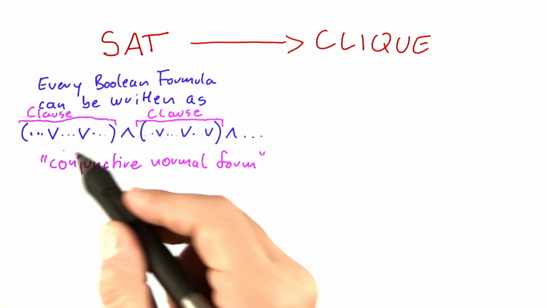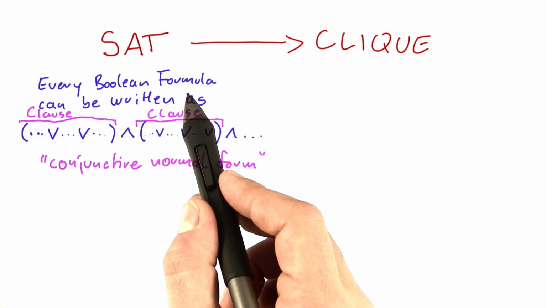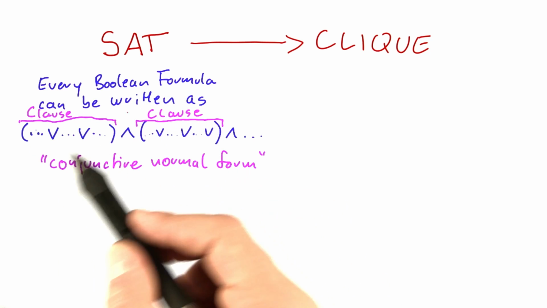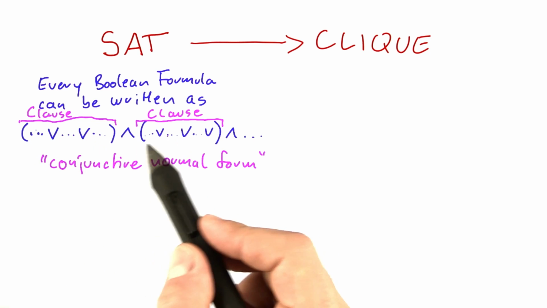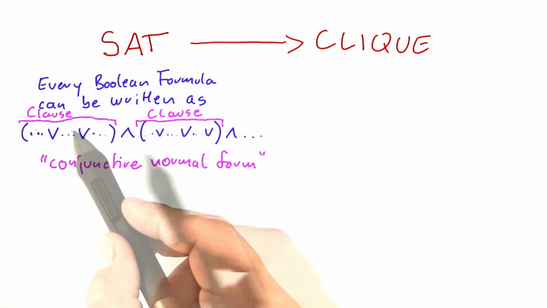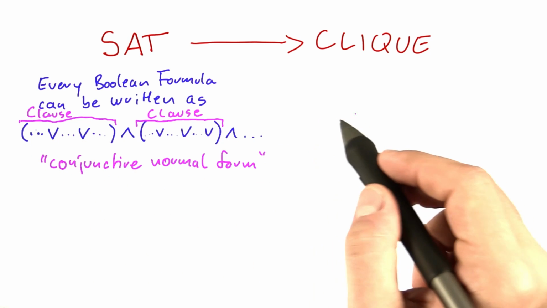And what you can see is the way that this is structured. The Boolean formula, if it has a satisfying assignment, then each of these clauses needs to evaluate to true, because they're all connected by an and. So if one of these would evaluate to false, then the whole formula would not be satisfied.